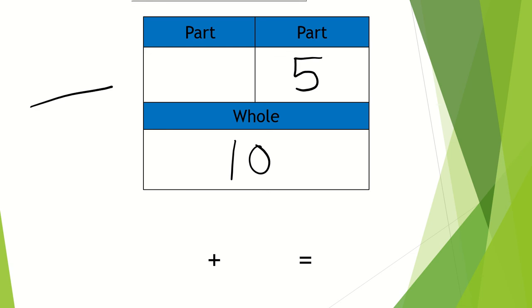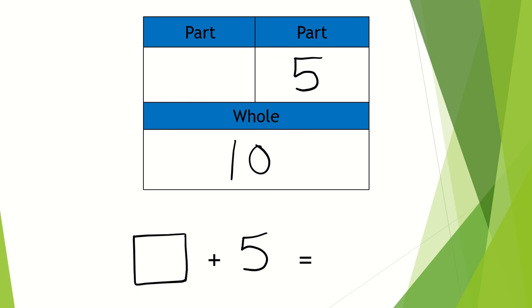So we're trying to find out what this number is to equal 10, because that's one part plus one part is going to equal the whole part. So let's get moving here. The first number, I actually don't know what it is, so I'm going to put a box. We always put a box for something that we don't know. The next number is 5. So something plus 5 is going to equal 10.